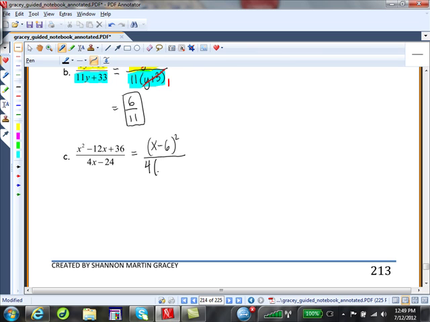And then the denominator I can pull out a 4, and I'm left with x minus 6 to the 1 power. So here, this guy was equivalent to this, and this guy was equivalent to this. So now I'm just going to go ahead and use law of exponents.